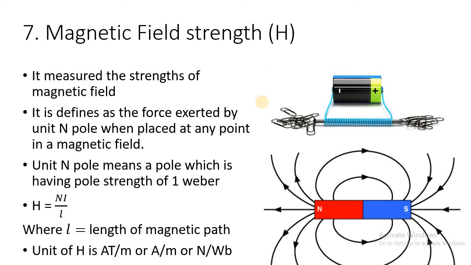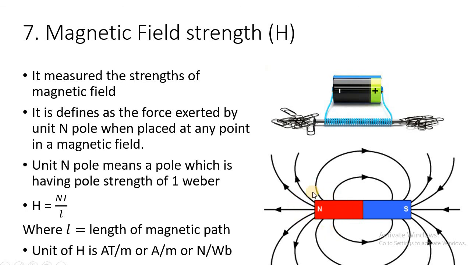What does an N pole do? An N pole radiates magnetic flux lines. So when we place this N pole at any point in a given magnetic field, the force exerted by that N pole is called the magnetic field strength. Now, what does unit N pole mean? It is a pole which has a pole strength of 1 Weber. Pole strength of 1 Weber means this N pole will radiate 10⁸ lines of magnetic force. That is called a unit N pole.